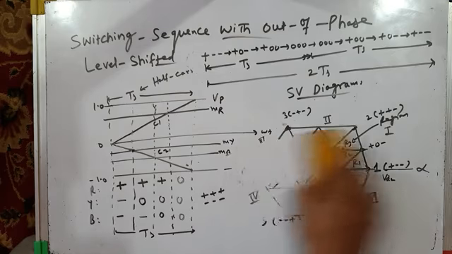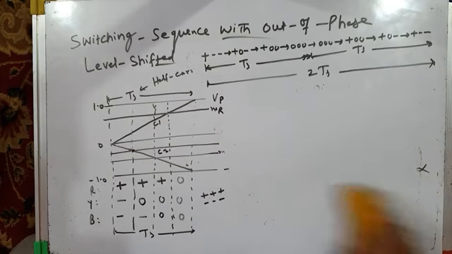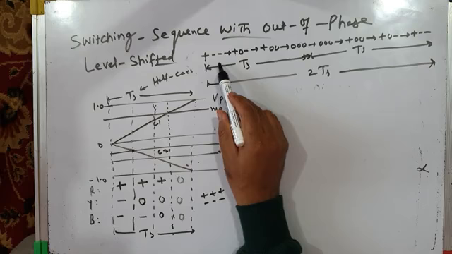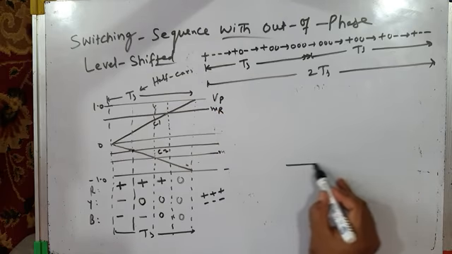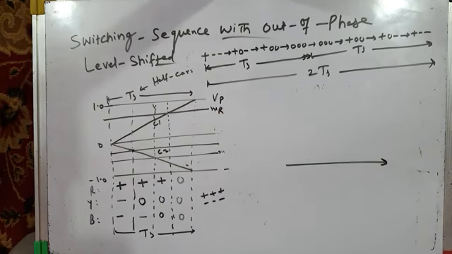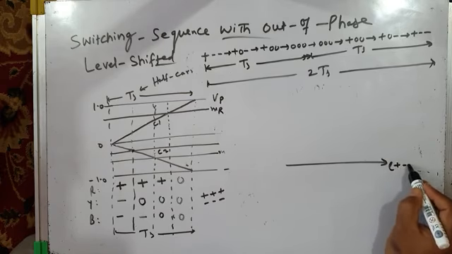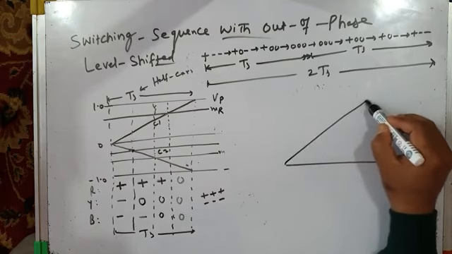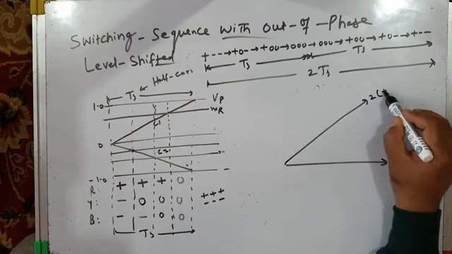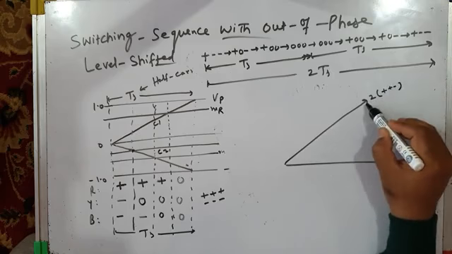So, with respect to the space vector diagram, let me see how this switching sequence looks. This is space vector 1 with switching sequence plus minus minus. In sector 1, this is space vector 2 with switching sequence plus plus minus, right?